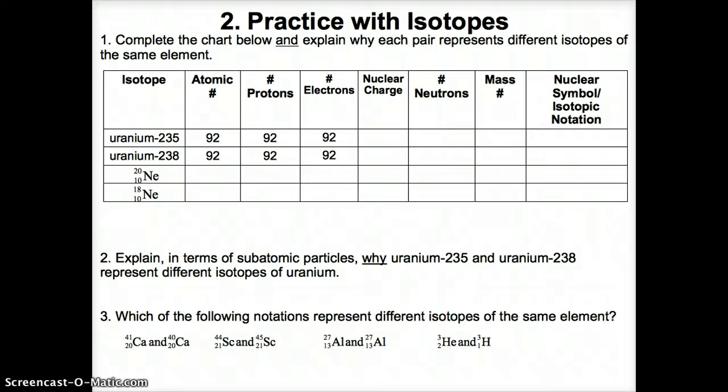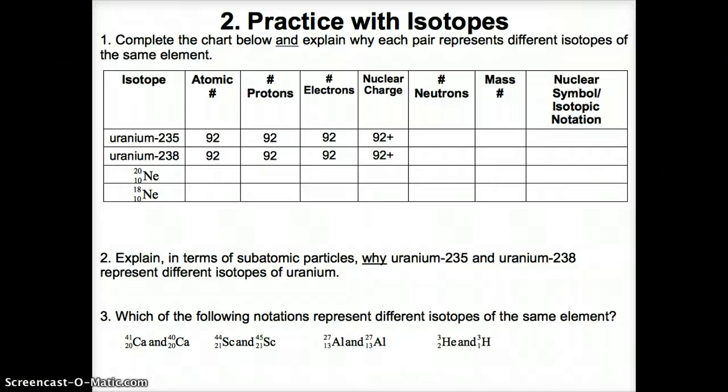All right? Now for nuclear charge, you have to take the number of protons for each of these isotopes and add a plus sign at the end. Since both isotopes have 92 protons, adding a plus sign, we see that both uranium isotopes have the same nuclear charge. Both of them have a nuclear charge of 92 plus.